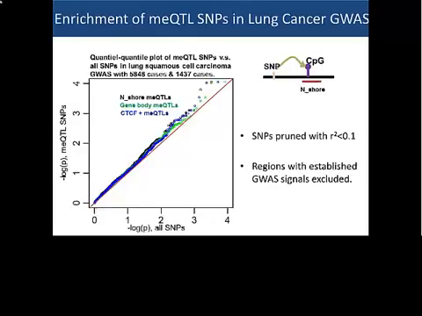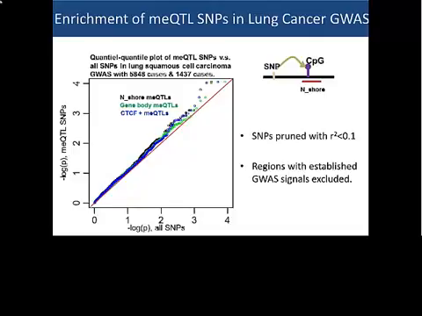The natural next question is how we could use the methylation QTL data to prioritize SNPs in future GWAS studies or fine-mapping studies. To answer this question, we must show that the methylation QTL SNPs are enriched compared to the rest of the SNPs for lung cancer risk.